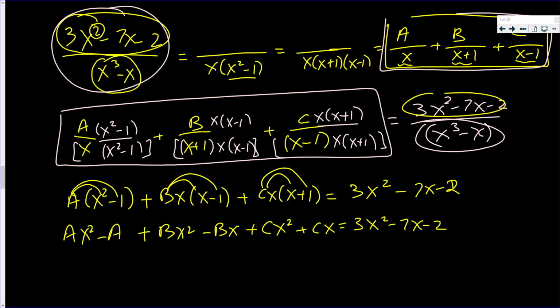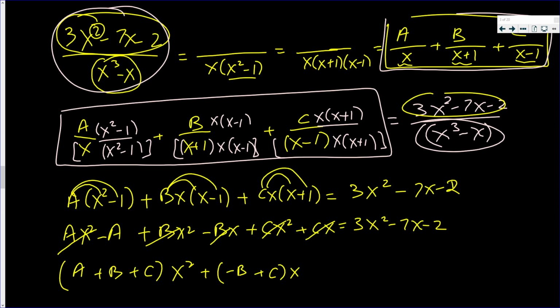minus 7x minus 2. Now, how many x squares do I have on the left side? Well, I have a, and I'm adding b, and I'm adding c. That's how many x squares I have. And if in the end I didn't cross out anything, I'd say, oops, I made an error. Maybe I have another x squared. Plus, how many x's do we have? Well, we have negative b plus c x's. What's the constant? Negative a. And this is supposed to equal this, negative a.